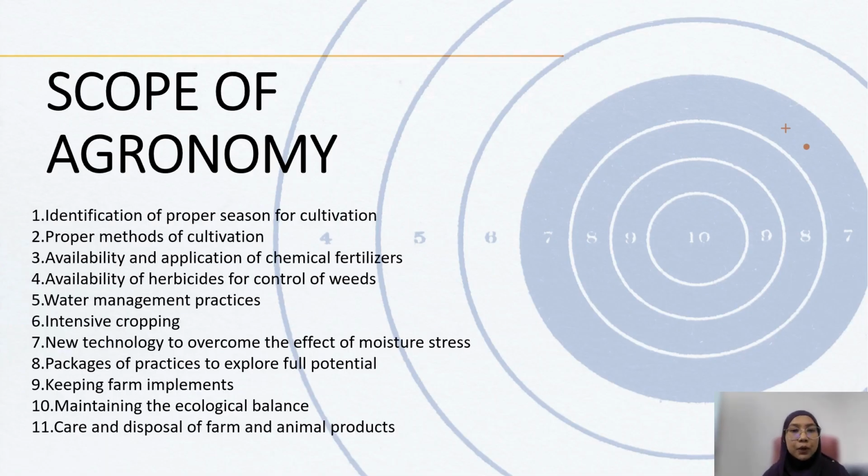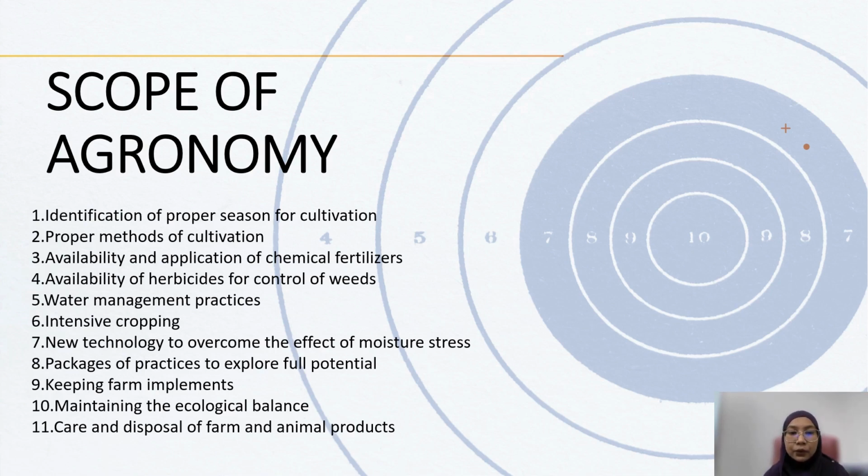The scope of agronomy: number 1, to identify the proper season for cultivation. The second thing is we want to know the proper methods for cultivation. Number 3, the availability and application of chemical fertilizer. What are the fertilizers that we want to apply and what are the types? Number 4, the availability of herbicide for control of weeds. To control the weeds, you can use either chemical herbicide or natural herbicide.